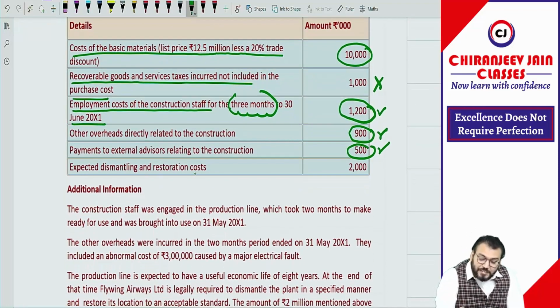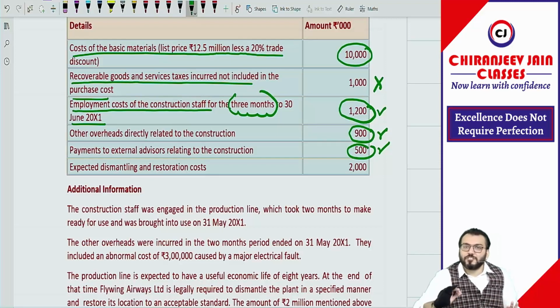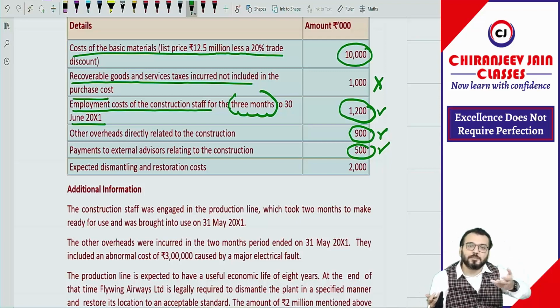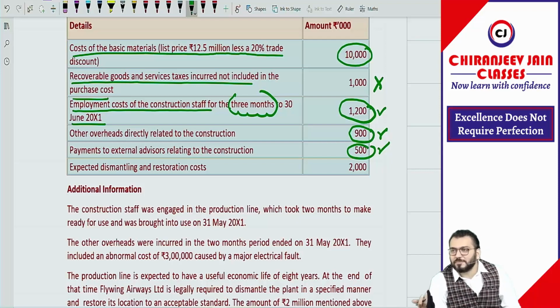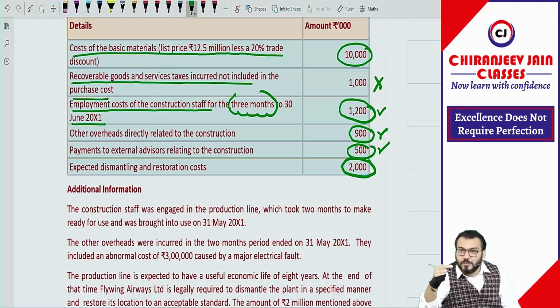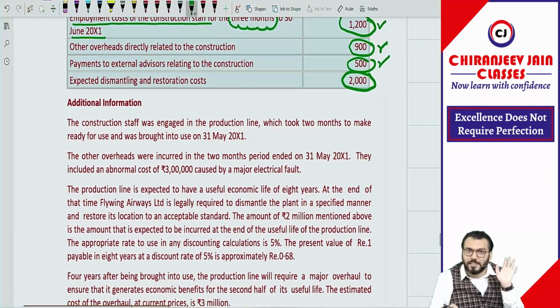Expected dismantling and restoration cost. If nothing is given, we will assume there is a legal obligation. You will not assume by your own that there is no legal obligation. If there is no legal obligation, you will not estimate. Either there is a legal or constructive obligation, because you will do estimation only when there is an obligation. So this 2000 is given, but we need to discount it. This is the expected dismantling cost, and of course the discounting rate would have been given.